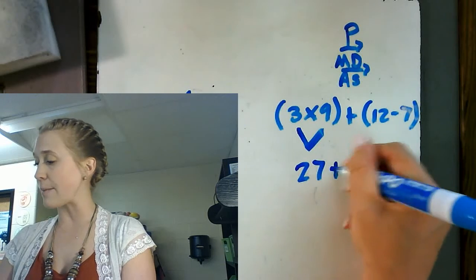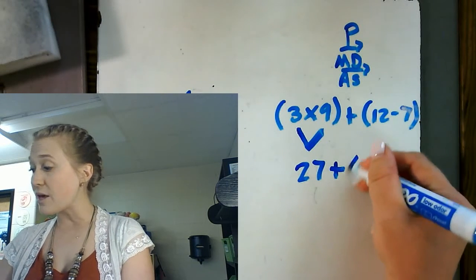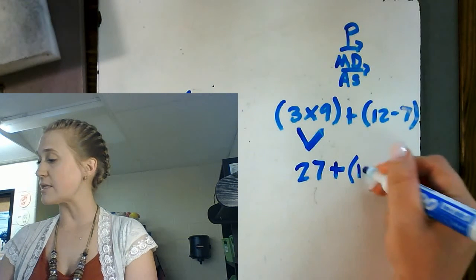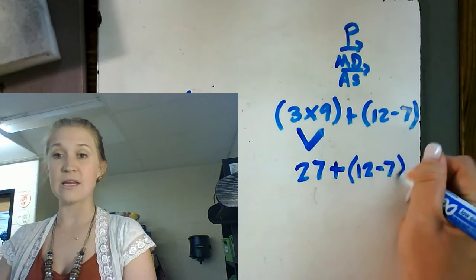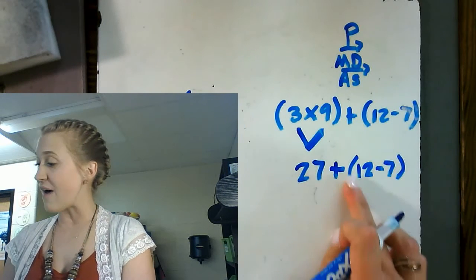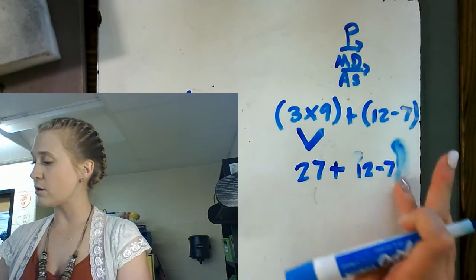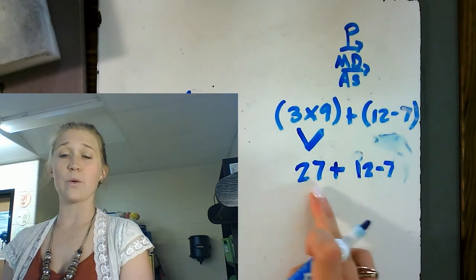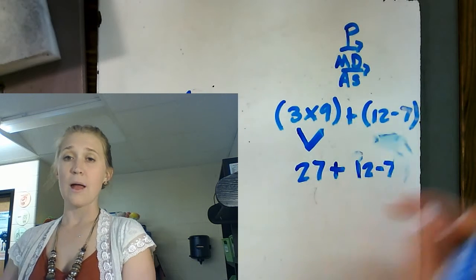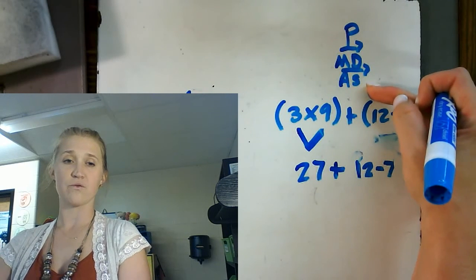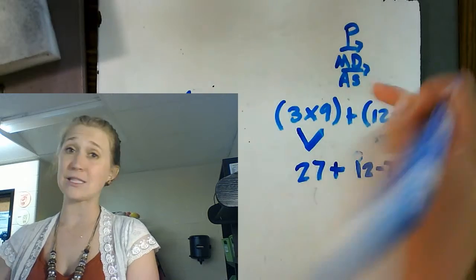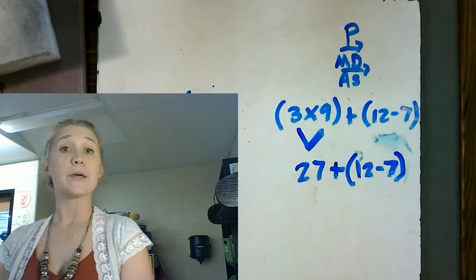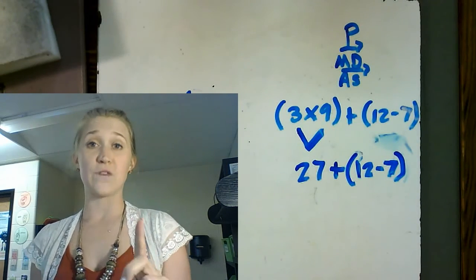But I do need to bring down my plus sign. I need to bring down the other set of parentheses. It's very important that we do that. Bring down the 12 minus 7 and close the parentheses. If I forget to bring the parentheses down, look at what happens. All of a sudden, I'm solving 27 plus 12 because I moved down to addition and subtraction from left to right. That's going to give me the wrong answer. I don't want to do that. I've got to remember to bring my parentheses down because parentheses tell me what to do first.